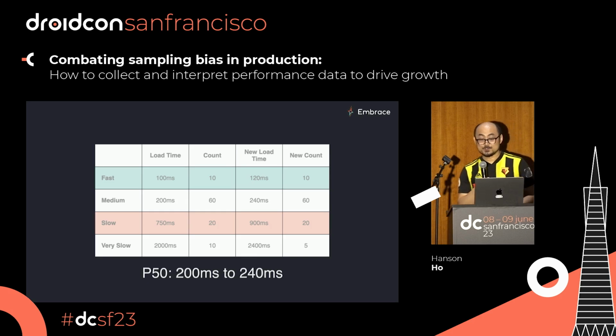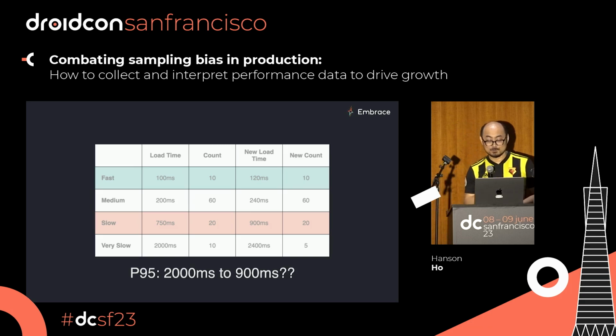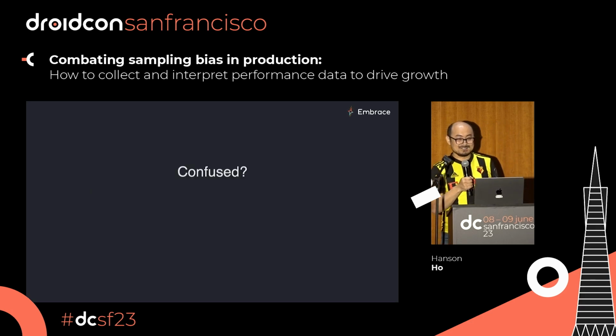P50 went from 200 to 240. Cool, that's 20%, that's expected. P95, whoa, what? It improved from 2 seconds to 900 milliseconds. How? I don't get it. 20% uniform.